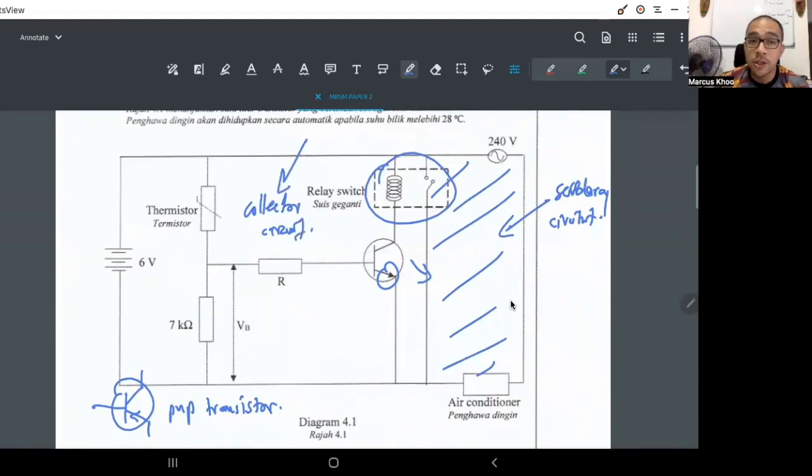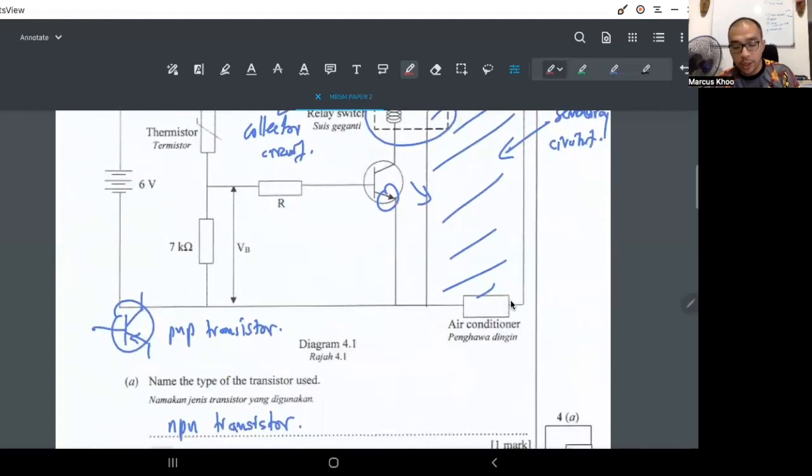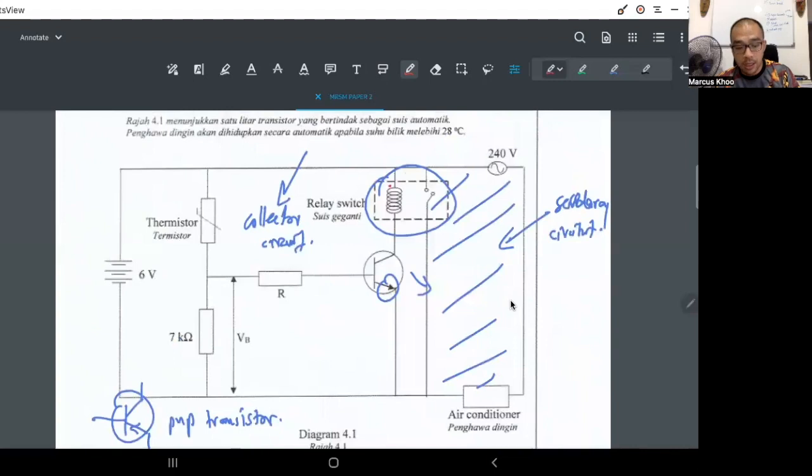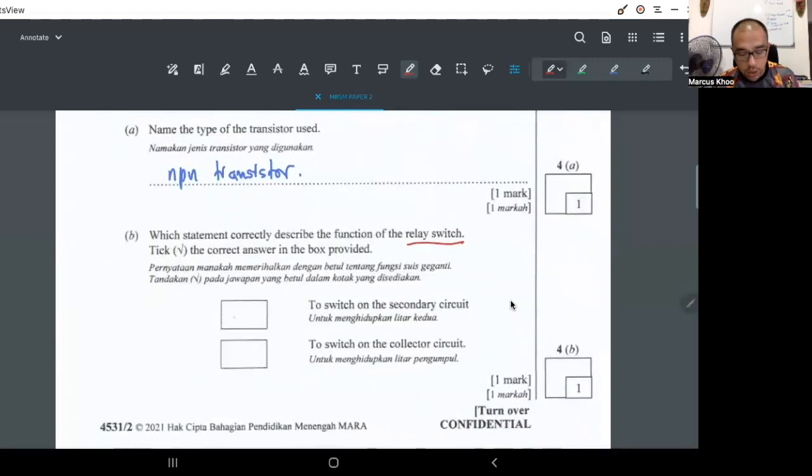Okay. Now, if you remember your transistor stuff, you will know that sometimes instead of relay switch, what we will put here is maybe a speaker or an alarm bell. Okay, and so that one is because of the collector circuit. Okay, but this question is not asking for that. This question is asking what is the function of the relay switch. Okay, the relay switch, the function is so that it will complete the secondary circuit. So it has to do with the secondary circuit. Okay, so the one that you should be taking is to switch on the secondary circuit. Okay, relay switch is used to that.